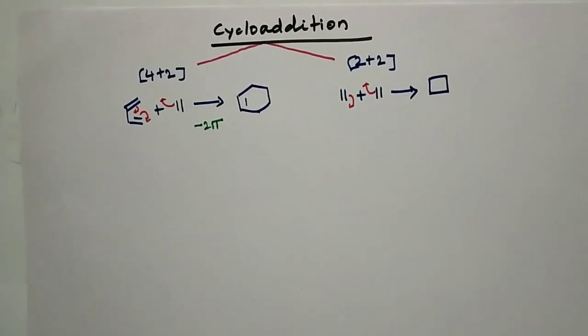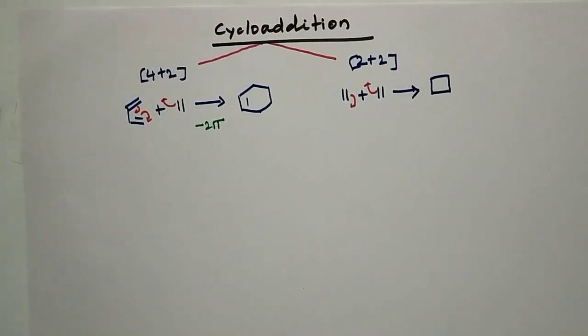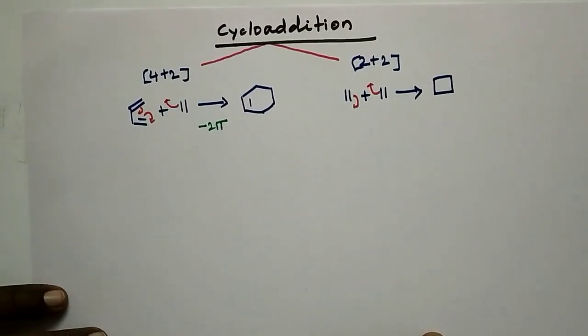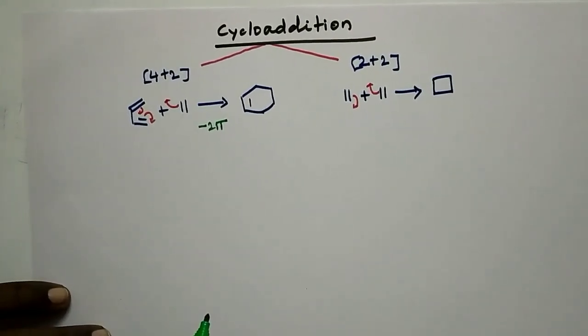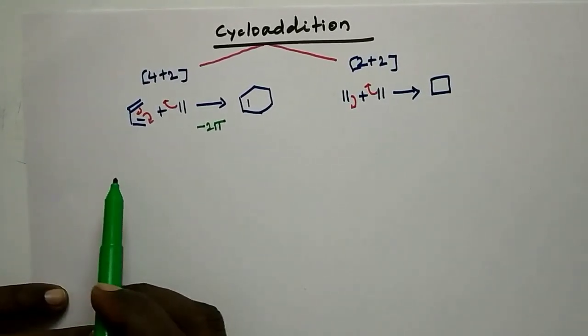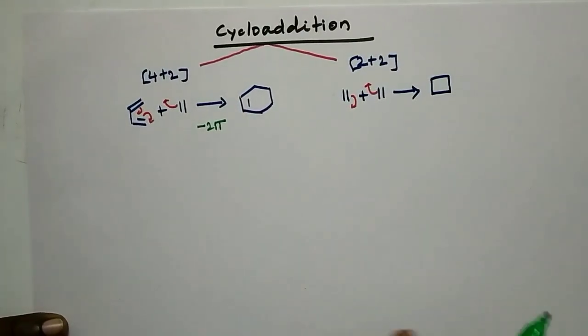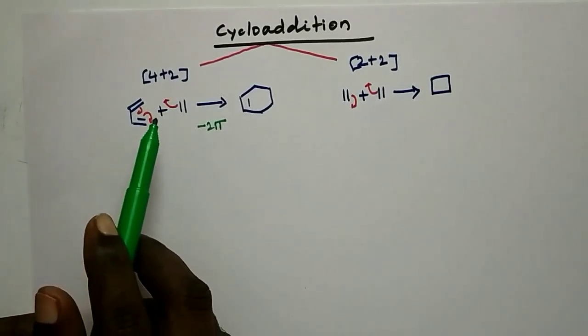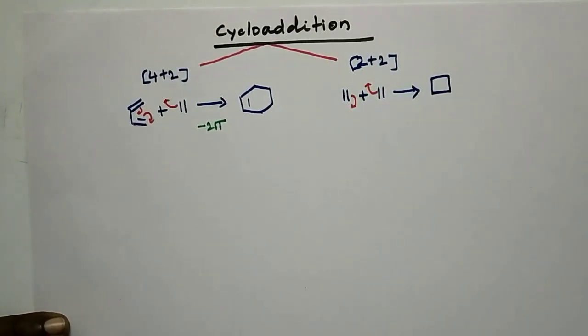Hello students, in this video we are going to study cycloaddition reactions. Cycloaddition means two pi bonded compounds add to give a cyclic compound. That is why they are cycloaddition reactions. There are two types of cycloadditions we are going to deal with. There are other cycloadditions as well, but at present we are going to deal with only two cycloadditions. One is 4 plus 2, the other one is 2 plus 2 cycloaddition.